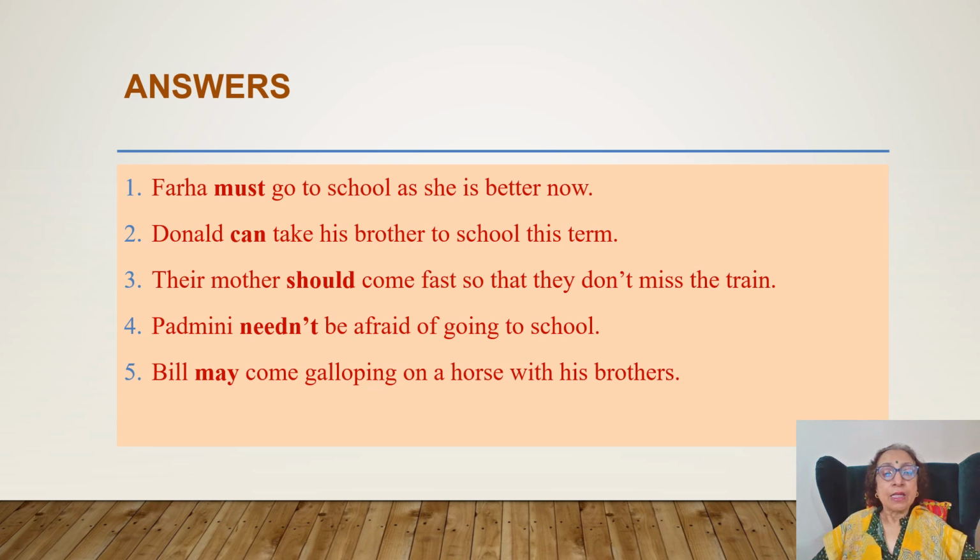Here are the answers. Farha must go to school as she's better now. Donald can take his brother to school this term. Their mother should come fast so that they don't miss the train. Padmini needn't be afraid of going to school. Bill may come galloping on a horse with his brothers. These are the correct answers. I hope all of you got them all correct. Otherwise, listen to the entire video again and do the exercise once more.